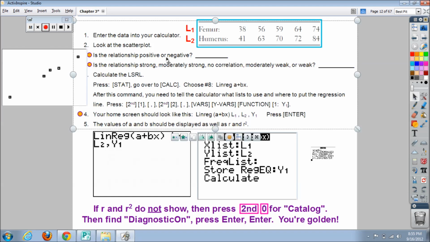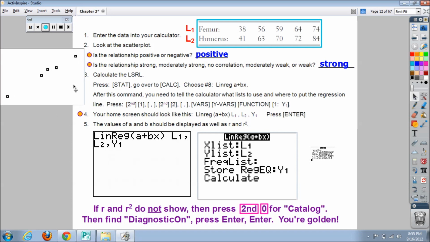Alright, so is the relationship positive or negative? Well, you can clearly see that this has positive slope to it, so it is positive. And would we call it strong, moderately strong, no correlation, which means there's absolutely nothing there, moderately weak or weak? I would probably call this one strong. Some of you might call it fairly strong. Moderately strong would have to be pretty much it's almost making a straight line.